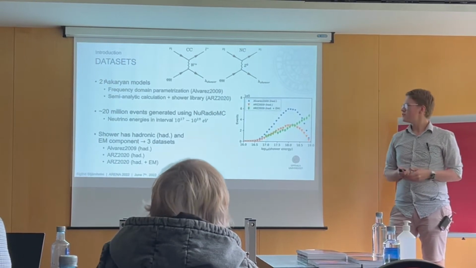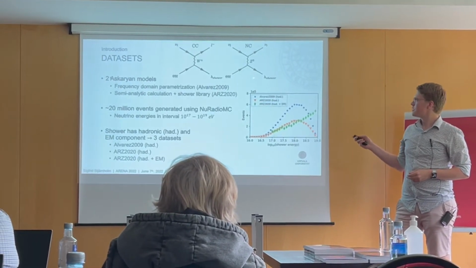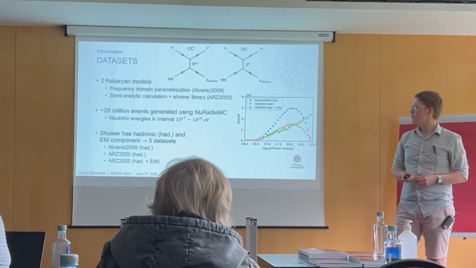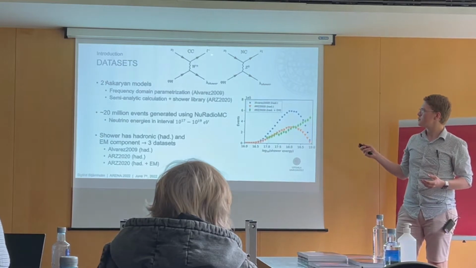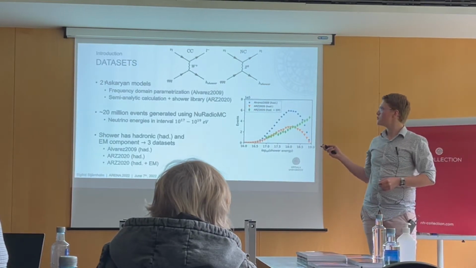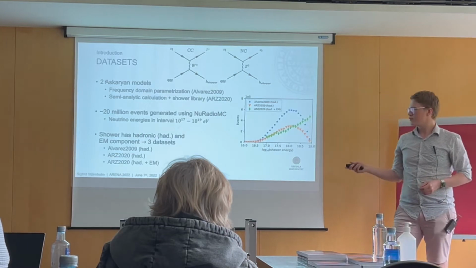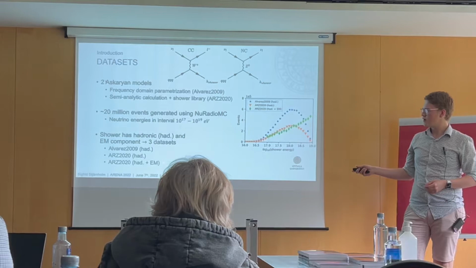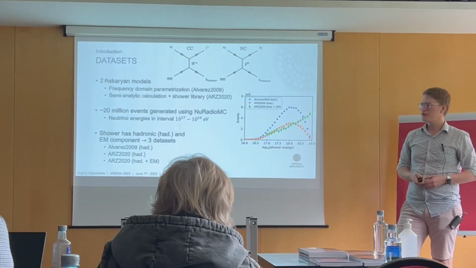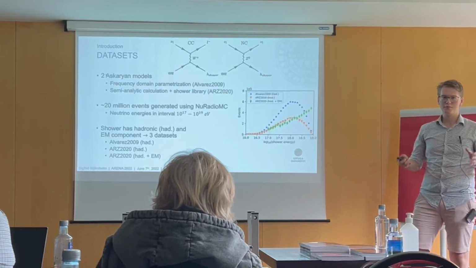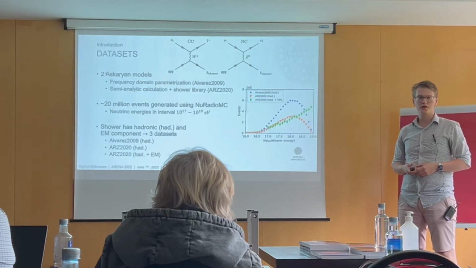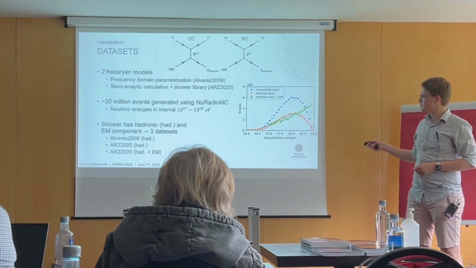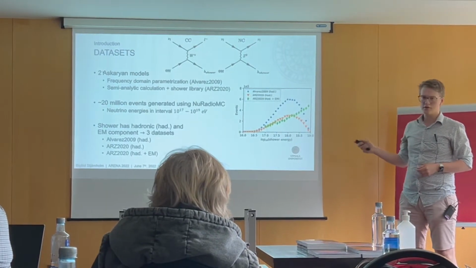And the shower, of course, if you look at the different interactions, you can have charged current interactions and neutral current interactions. So you can have electromagnetic components from these electrons here. You can also have hadronic components just from this hadronic shower. So we basically construct these 3 different data sets, the last one also containing the electromagnetic shower component, which has previously been proven to be very difficult to reconstruct. You can see here the distribution of the events that we generate as a function of shower energy for the 3 different data sets.